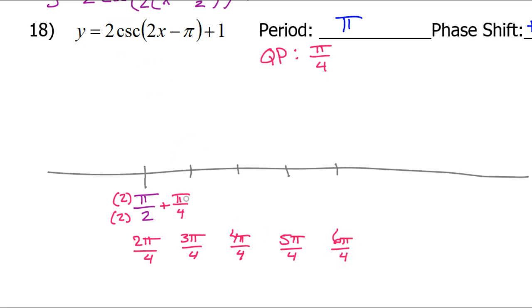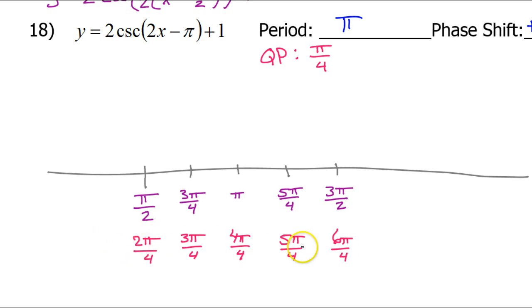Okay, now I have left myself space to reduce, so that's what I'm going to do. 3 pi over 4 does not reduce, so I'm just going to write that down. 4 pi over 4 is just pi. 5 pi over 4 does not reduce, but 6 pi over 4 reduces to 3 pi over 2.